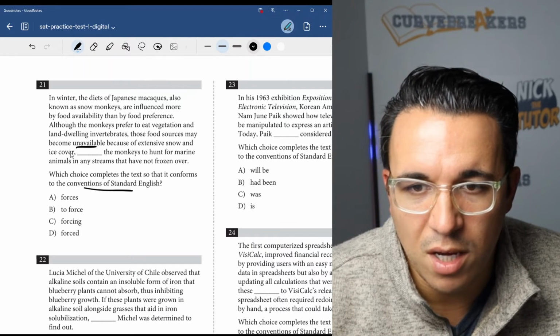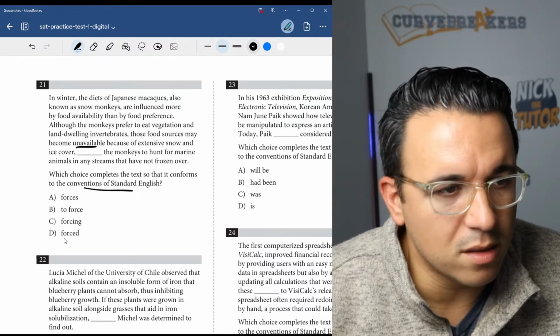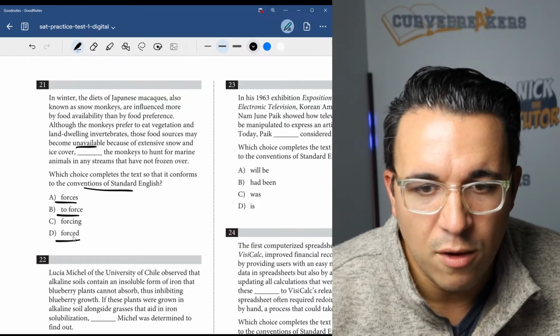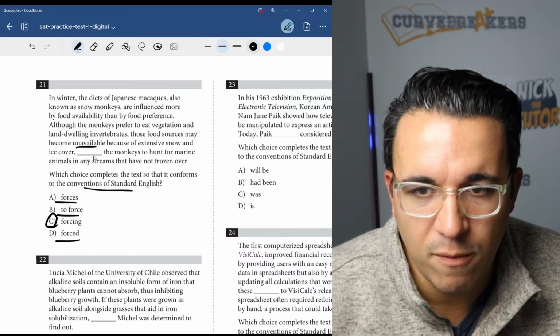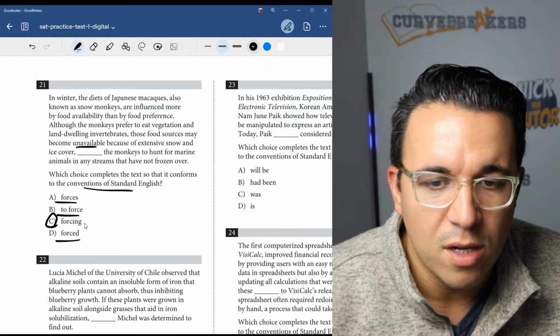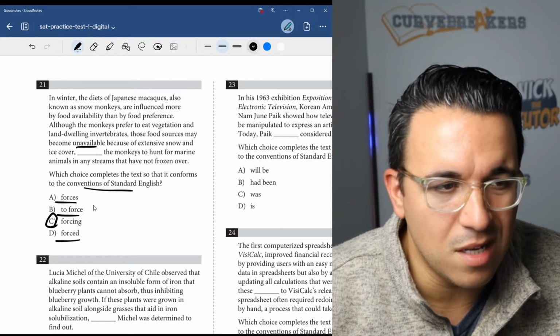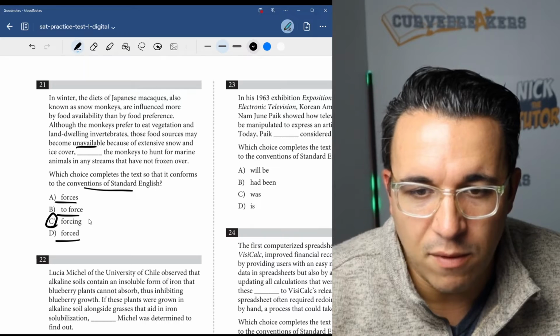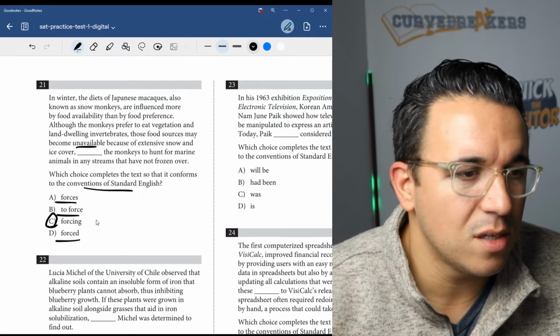So this is a little tricky, right? We don't want a full verb here, like forces, to force, forced, right? We're looking for the ing form, forcing the monkeys to hunt for marine animals in any streams that have not frozen over. So that is going to be the correct answer because it does not create a grammatical issue with having two main verbs in the sentence. So we're going to go with choice C.